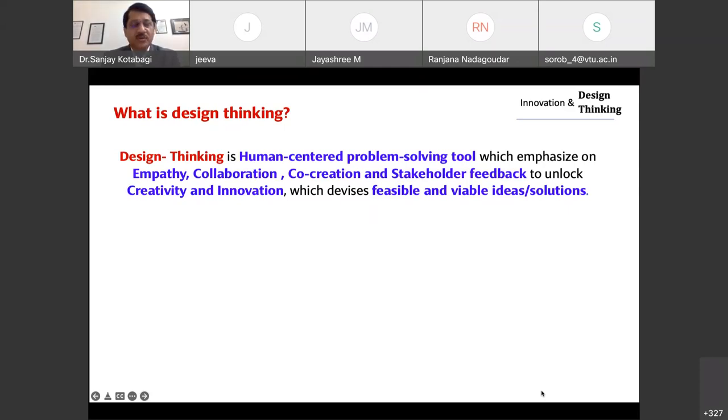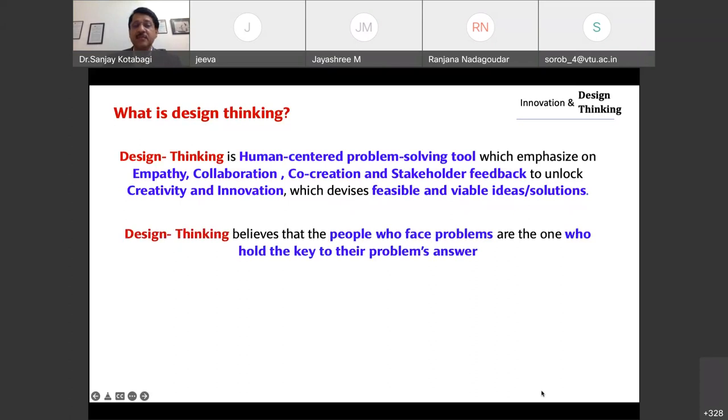Collaboration, so it's team-based, and co-creation. That's what I showed you, two circles wherein on one side we have a designer, on the other side we have a user, and they should merge and become one. It should become a co-generated or co-created problem so that the solution we give will be meaningful. And the stakeholders' feedback unlocks creativity and innovation, which devises feasible and viable solutions.